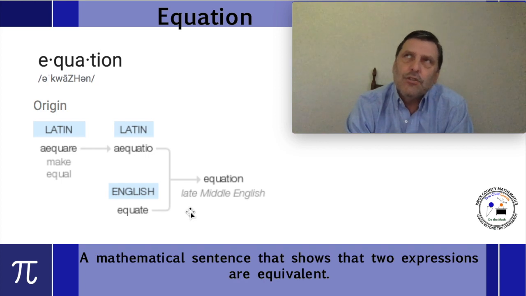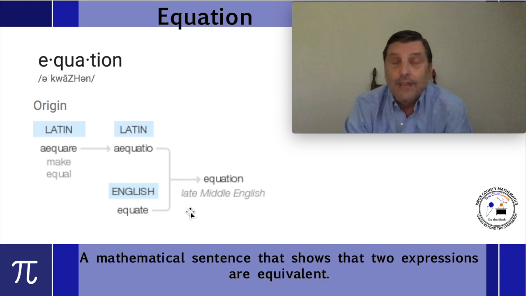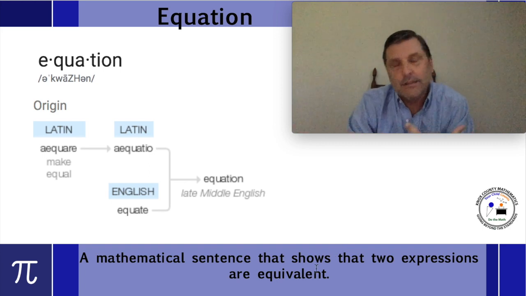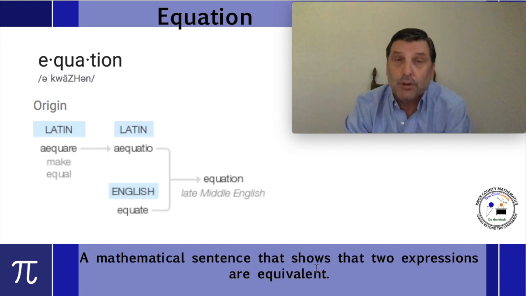T-I-O-N is the action of whatever word comes before it. It's usually when you see a word with a T-I-O-N, that means it's probably come from some Latin form. And the Latin form, that's where equation came from. Equiate to means make equal. The action of making things equal. A mathematical sentence that shows two expressions are equivalent. Again, I love breaking the vocabulary down, looking at the history of it, where it came from, what does it mean? Because if I can break those little root words down, I might have a better understanding of it and also remember it a little bit more.